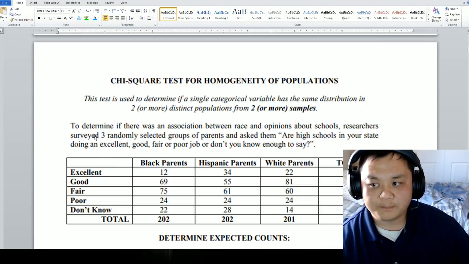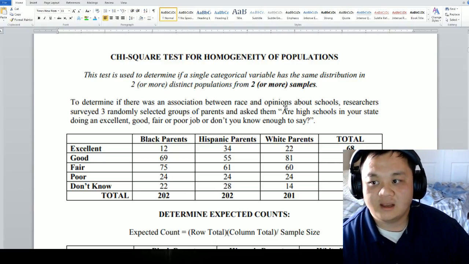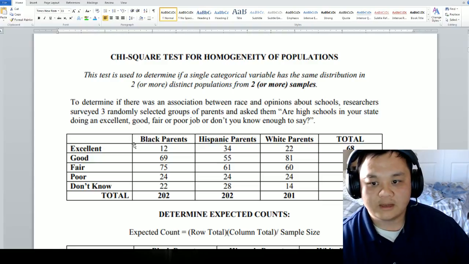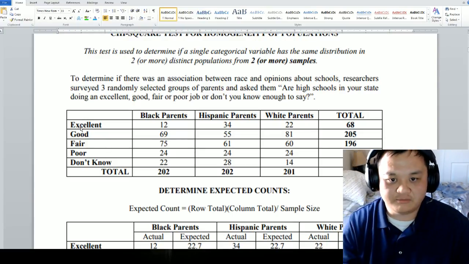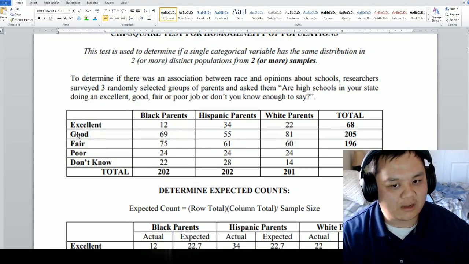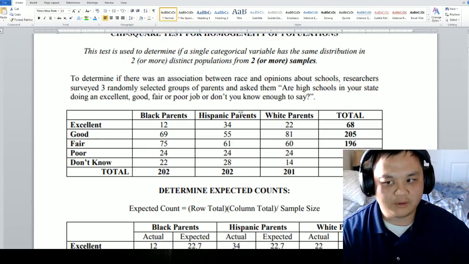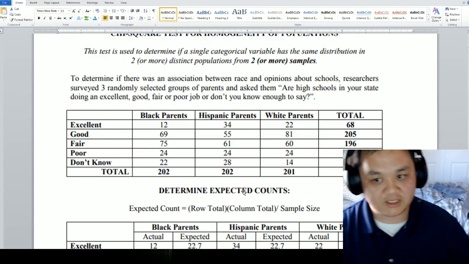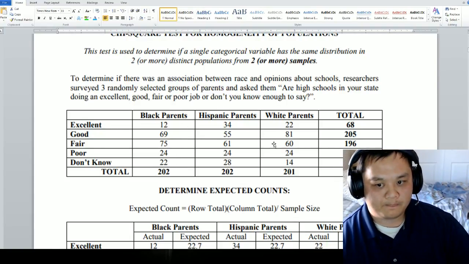Okay. So here, the study is to determine whether there is an association between race and opinions about their school. They surveyed black parents, Hispanic parents, and white parents. They basically gave them the category of what do you rank the school: excellent, good, fair, or poor. Do you see how these are all categorical? And these are the different populations. In this case, it's three, not just two, because there's black, Hispanic, and white parents. Three populations.